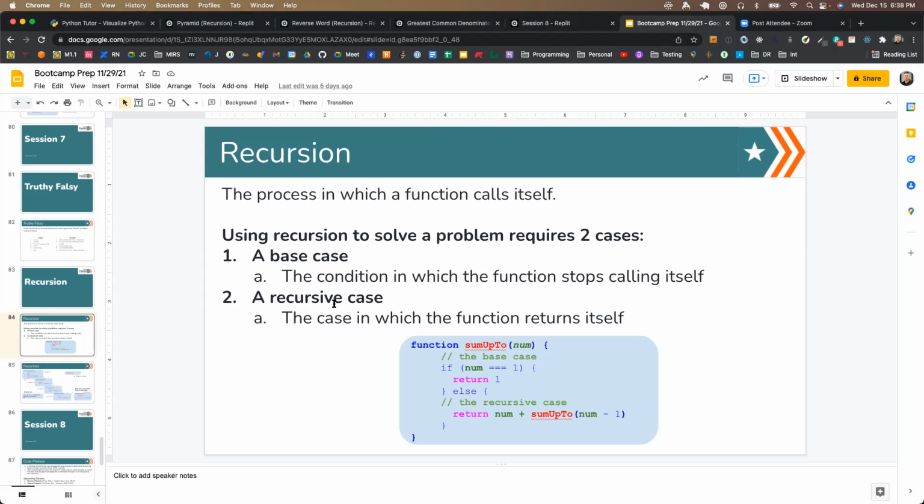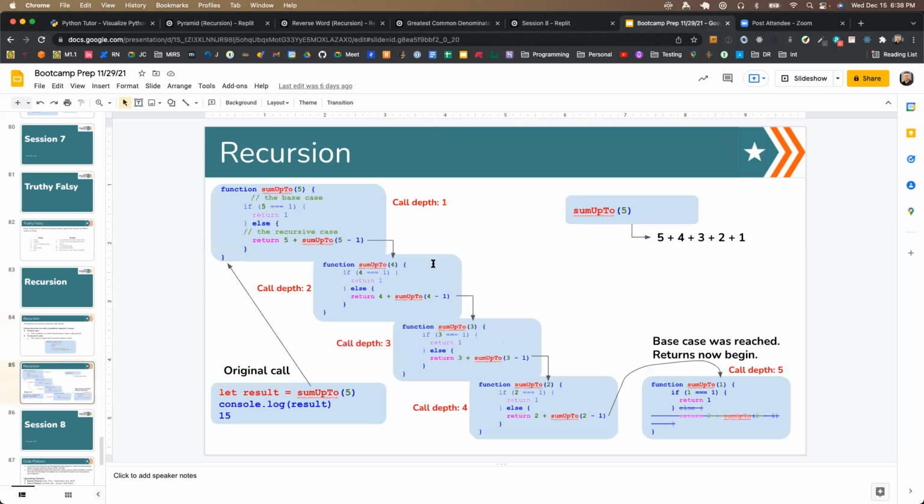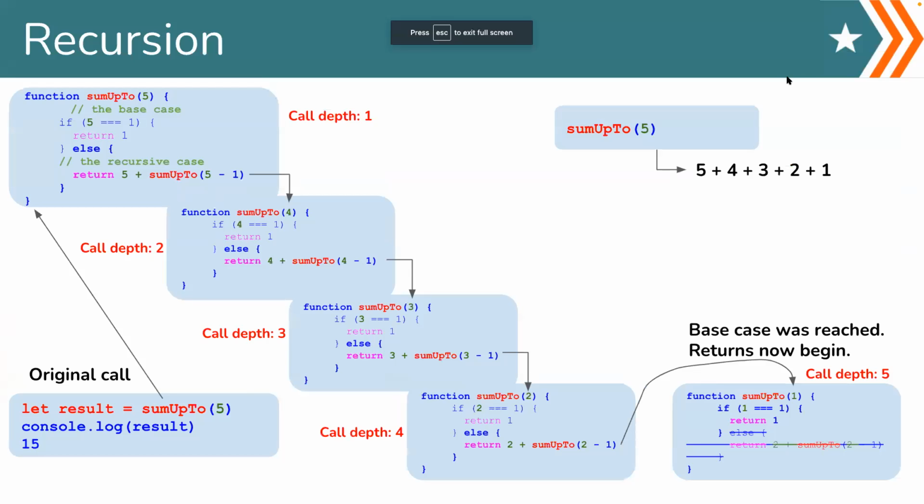Okay, the recursive case is the case in which the function returns itself. All right, so this looks like a big giant mess, and it kind of is. So I'll point out a couple of things here. We're going to look at call depth. So we see call depth 1, 2, 3, 4, and 5. The original call is let result sum up to 5, console.log result, which is 15.